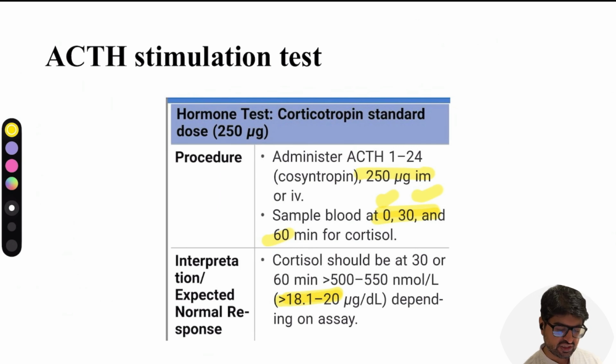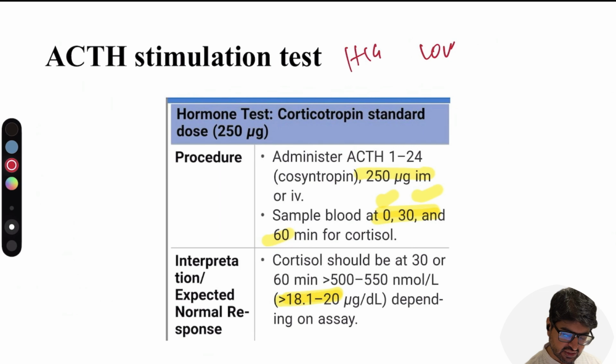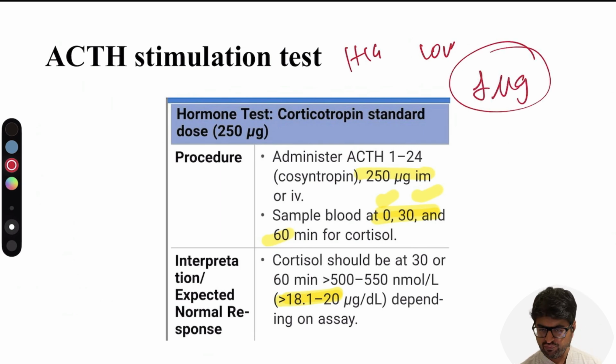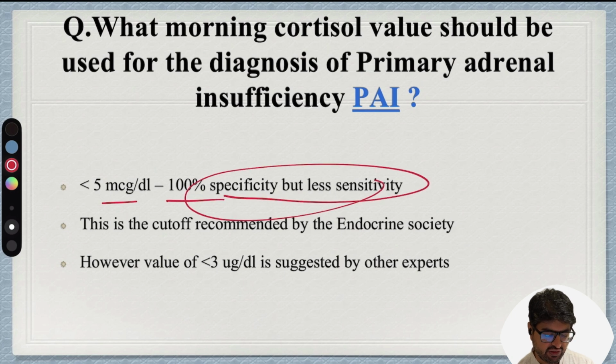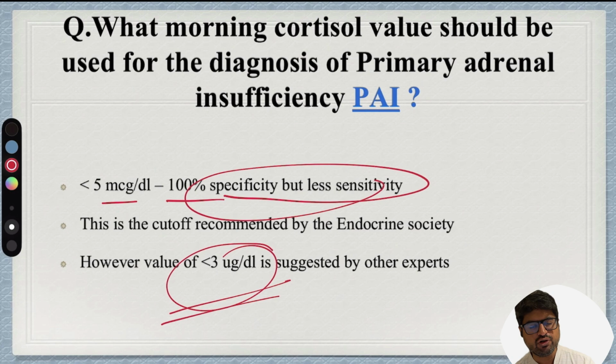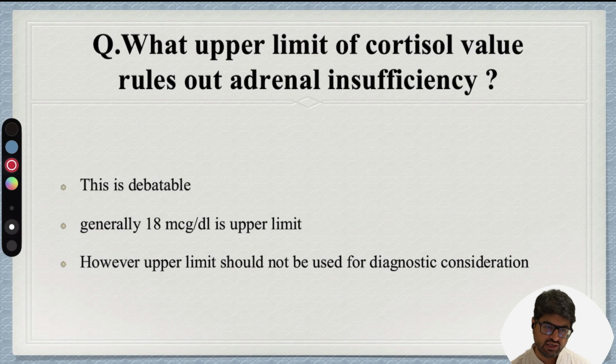This is called the high dose ACTH stimulation test. There is another one called low dose, which uses 1 microgram of ACTH, but we'll discuss that in a separate forum. I think that is something which is important, right? So morning cortisol less than 5 has 100% specificity and sensitivity for making a diagnosis. However, some guidelines say less than 3, but I think that errs on the side of caution. I think 5 is a better cutoff to deal with, right?